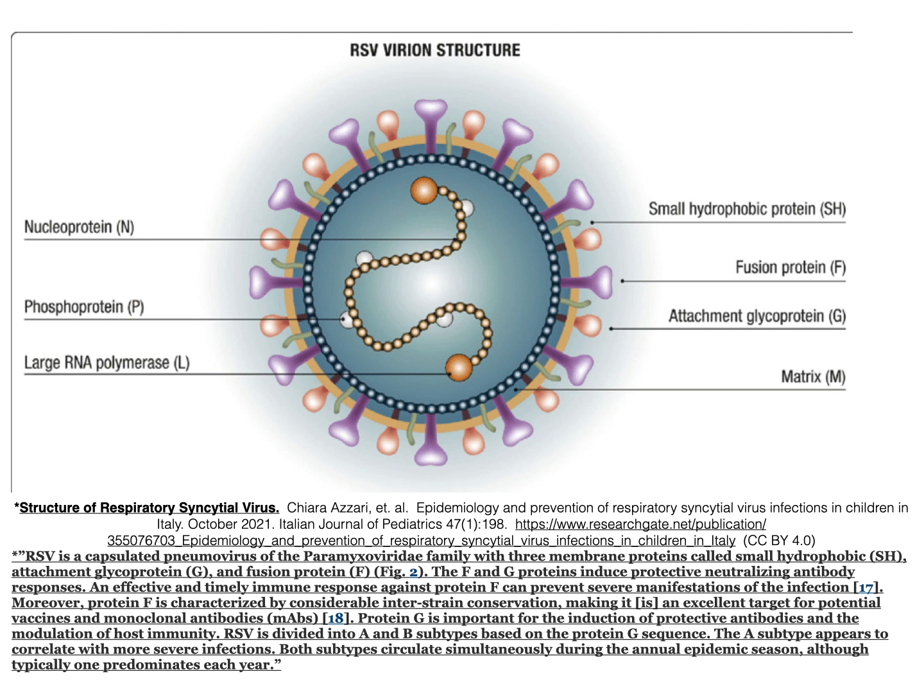Moreover, protein F is characterized by considerable interstrain conservation, making it an excellent target for potential vaccines and monoclonal antibodies. Protein G is important for the induction of protective antibodies and the modulation of host immunity. RSV is divided into A and B subtypes based on the protein G sequence. The A subtype appears to correlate with more severe infections. Both subtypes circulate simultaneously during the annual epidemic season, although typically one predominates each year.